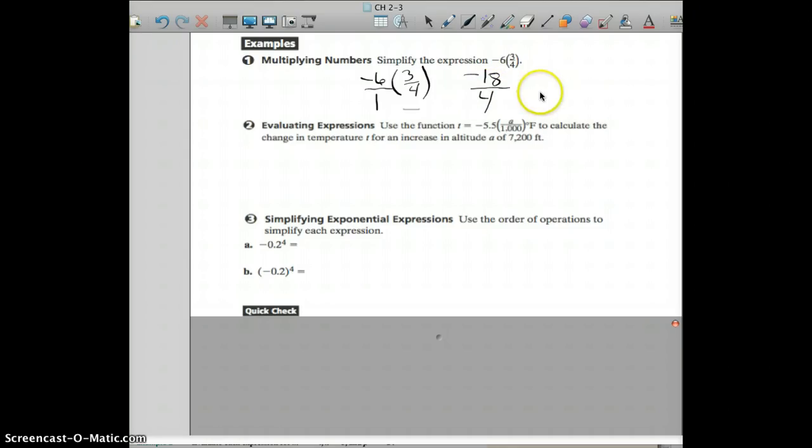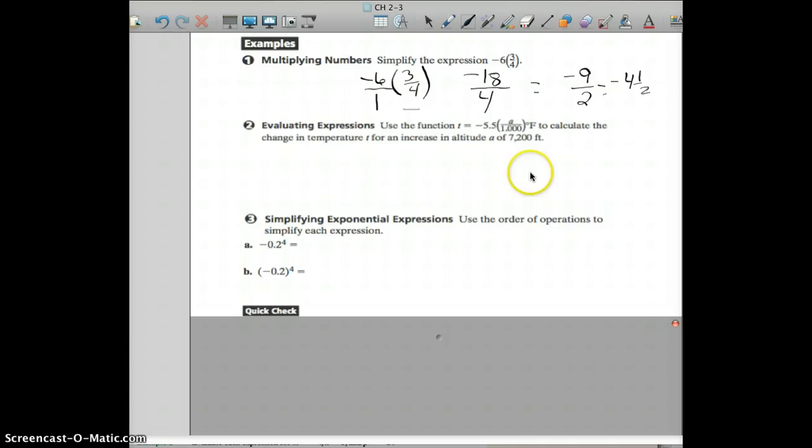Now, we're not quite done because we do need to reduce this. And they're both divisible by 2, so we're left with negative 9 halves, which is negative 4 1/2.